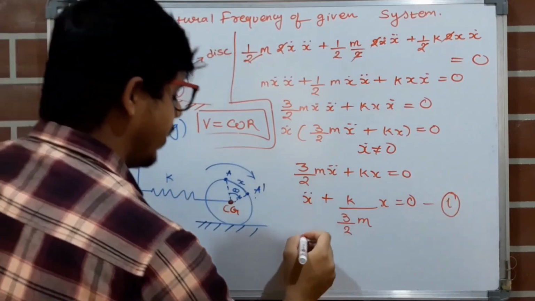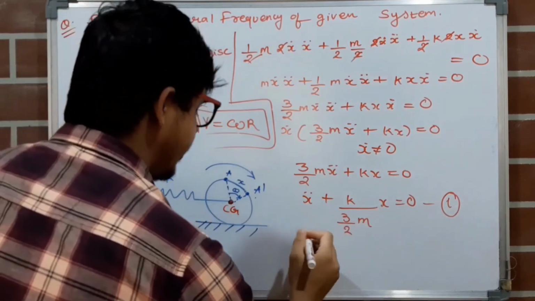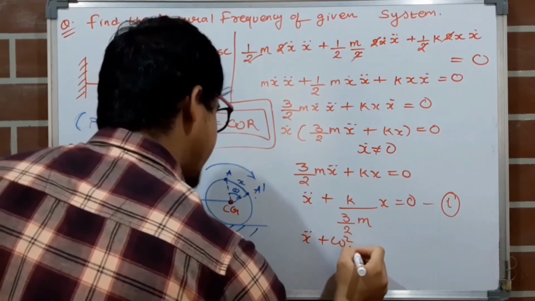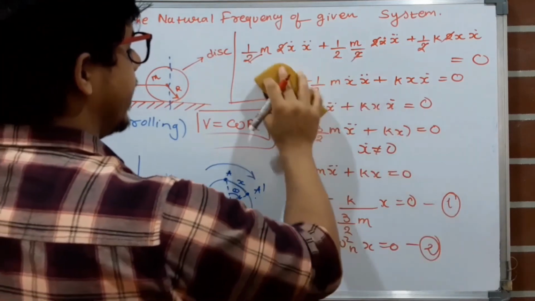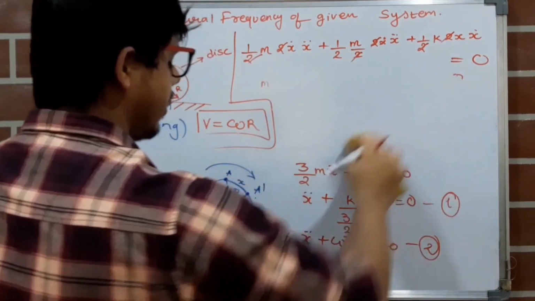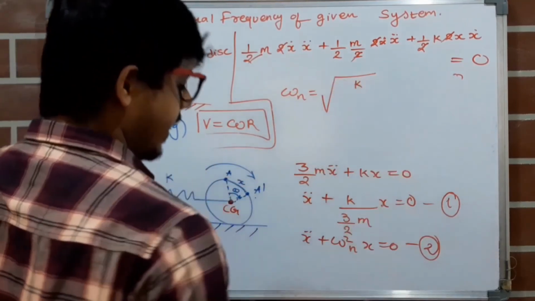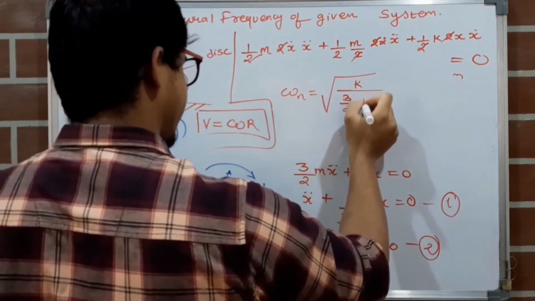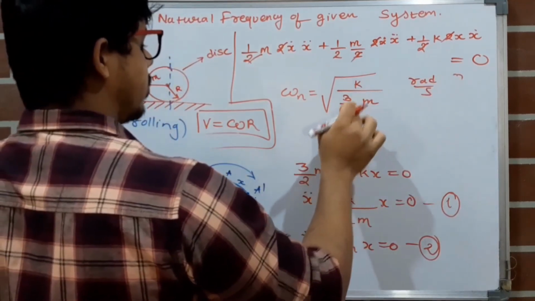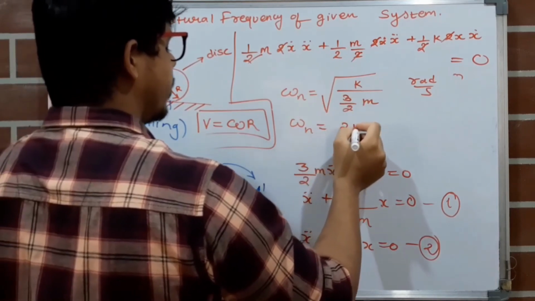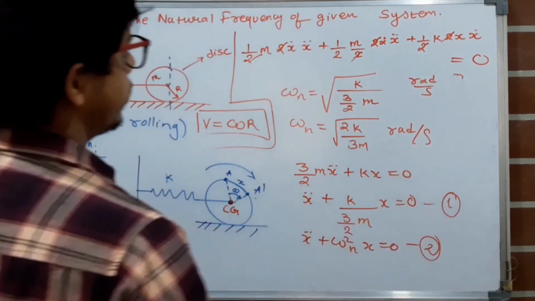Now the fundamental equation of simple harmonic motion will be x double dot plus omega n square into x is equal to 0. This is equation 2. If we compare equations 1 and 2, then we get omega n equals under root of k by 3 by 2 into m, in radian per second. So if this 2 goes upwards, omega n equals under root of 2k by 3m radian per second.